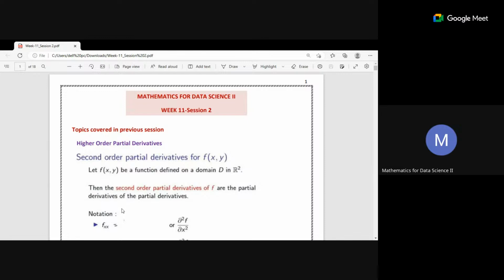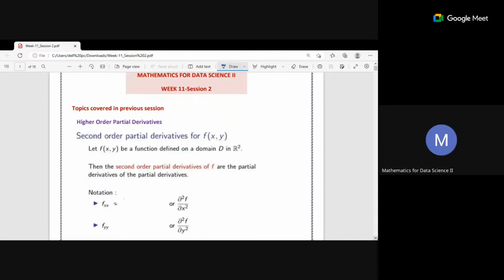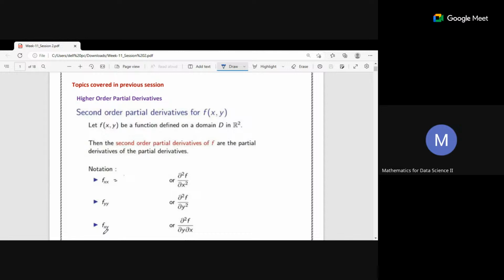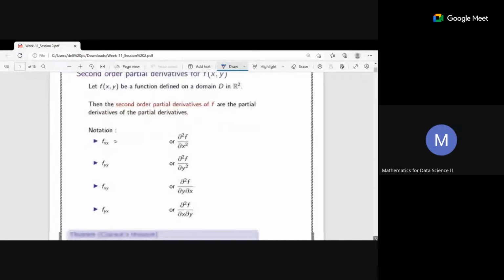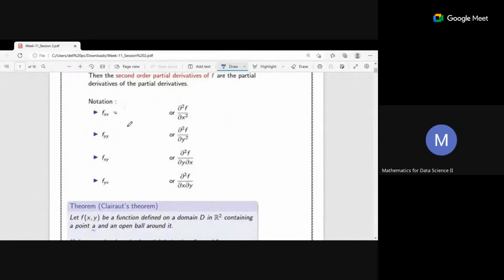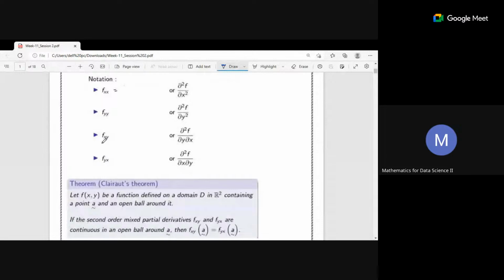So we saw what are higher order partial derivatives, right? In higher order partial derivatives, we started with what are second order partial derivatives. Given a function of two variables, f of x comma y, the second order partial derivatives are the partial derivatives of the partial derivatives. So we know that they are fxx, fyy, fxy, and fyx. So these are the second order partial derivatives. And what is it that we should know about the second order partial derivatives? Mainly these two, which are called the mixed partial derivatives.